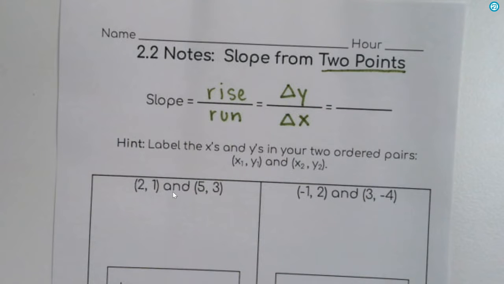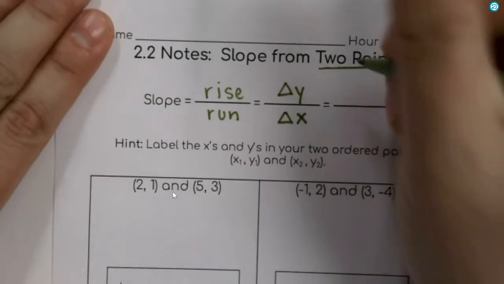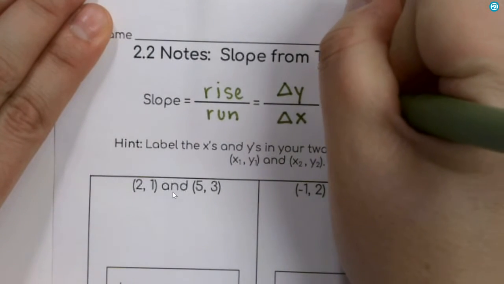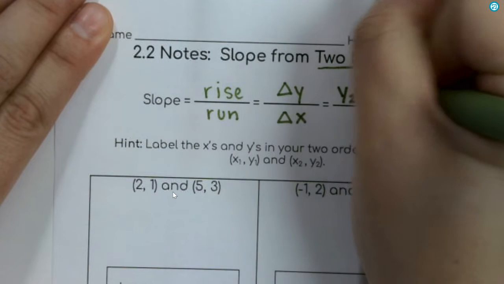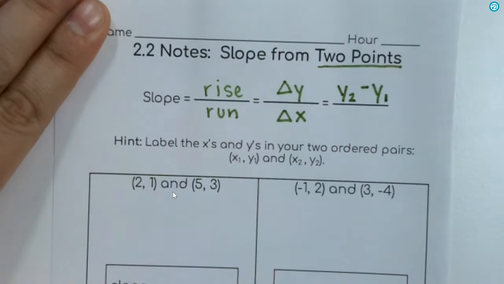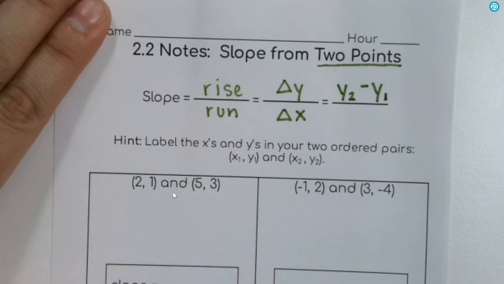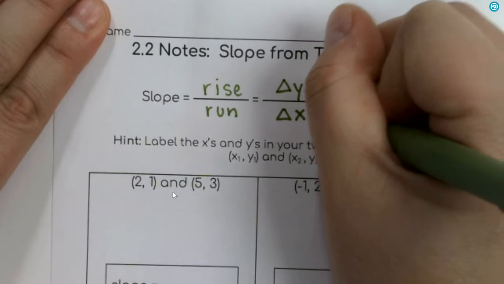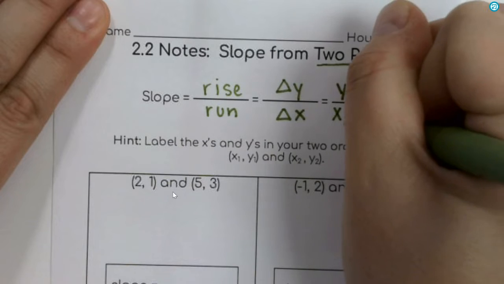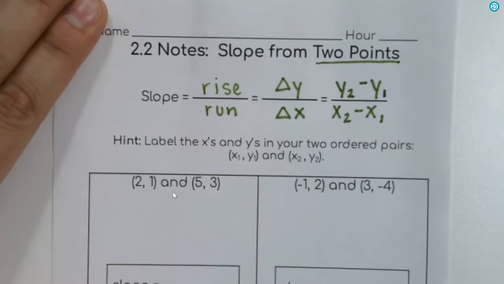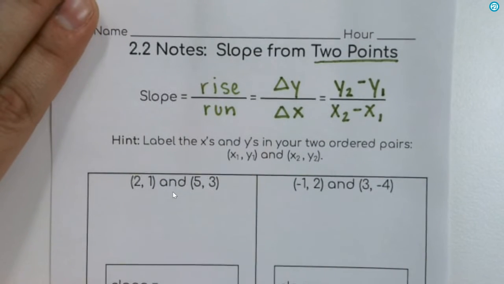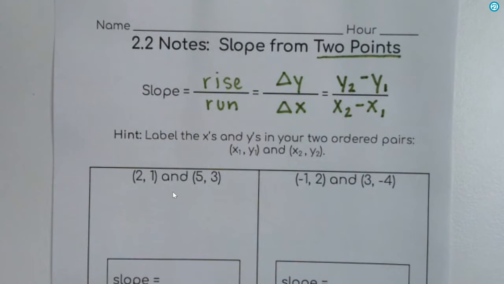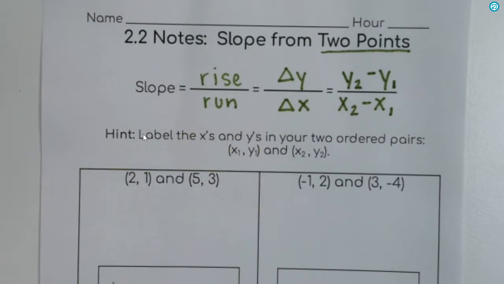Your formula is y2 minus y1 on top. So you're going to write a y with a little 2 next to it minus y1. So y's go on top. And then on bottom, it is x2 minus x1. What that means is it's x and y from the first and the second ordered pair.